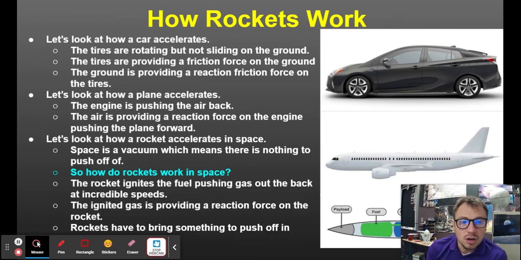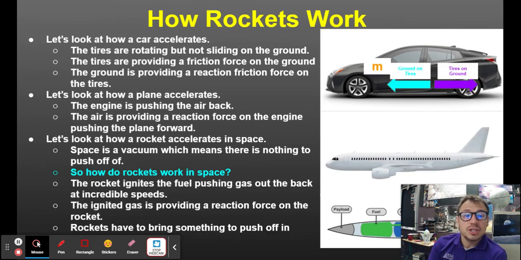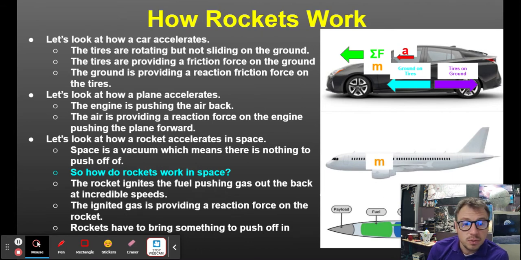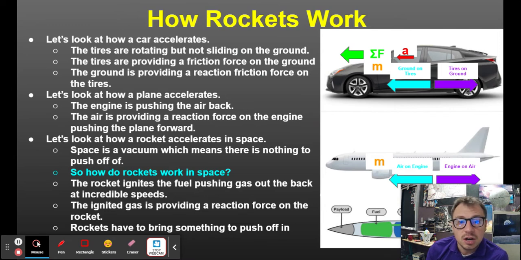If we look at cars, what's happening is that the tires are pushing on the ground. There's that static frictional force. So that means the ground, that static friction, is pushing right back on those tires, and that force is what's going to accelerate that car forward. Well, planes, what they do is the engine pushes on the air, and the air, action-reaction, pushes right back on the plane. I'm going to have that net force, so the plane is going to accelerate.